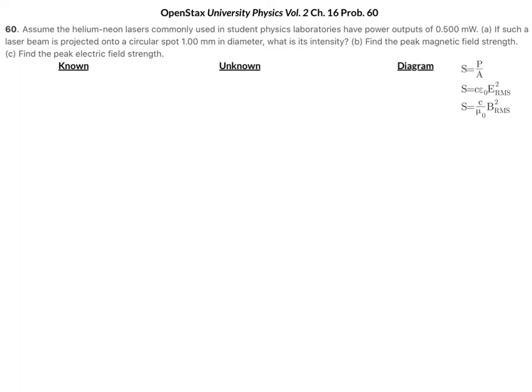So let's write down the things that we know and the things we're looking for. We know that the power is 0.5 milliwatts. We know that the diameter of the spot is 1.00 millimeters. And in part A, we're looking for the intensity. In part B, we're looking for the peak magnetic field. And in part C, we're looking for the peak electric field.